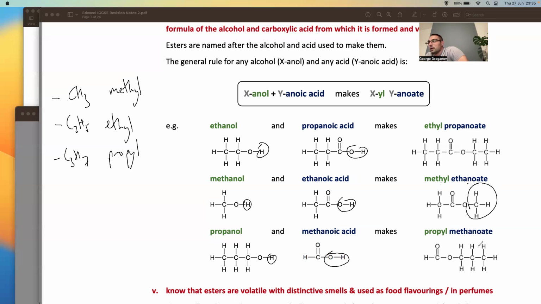If you look at this one, we have 3, which is this part here. So it's propyl. Then it's only 1 carbon with a double bond. So it's propyl methanoate. That's how you name them.